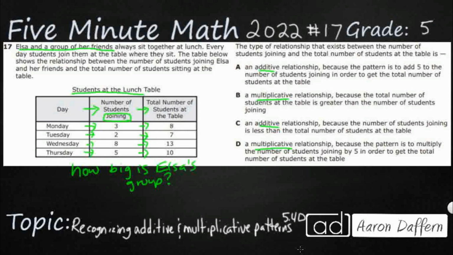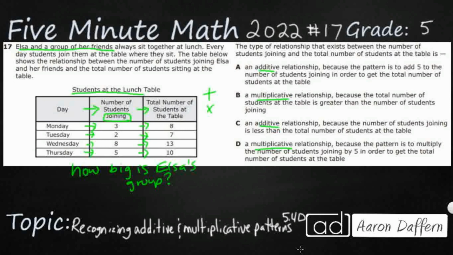So if we're going from 3 to 8, the numbers are getting bigger. And 2 to 7, the numbers are getting bigger. So you've got 2 different options there. When you're getting bigger, we're going to either add or multiply, which are our 2 options here. So that doesn't really help us, but take a look.